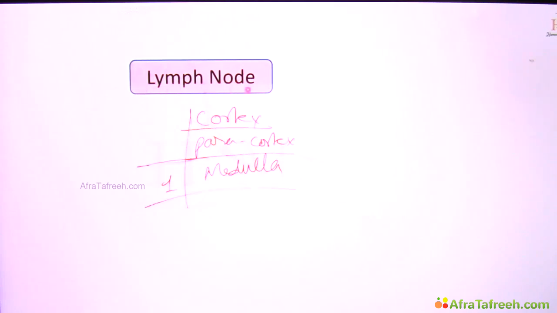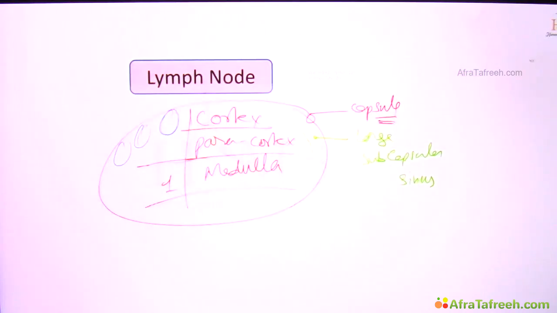One more thing, the lymph node has a capsule, and the best identification of the lymph node is a large subcapsular sinus. So you mean to say lymph node can be identified immediately by looking at the large subcapsular sinus? Yes. That is one identification point. And what is there in cortex? In the cortex, you will have some lymphoid follicles. So these are lymphoid follicles in the cortex.